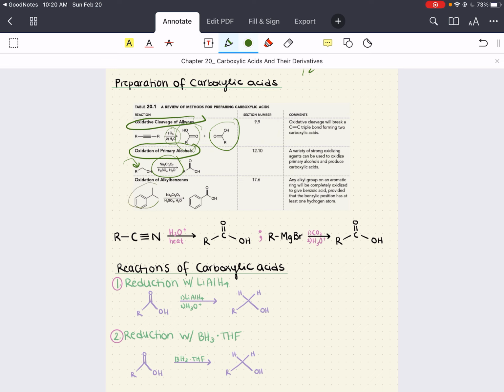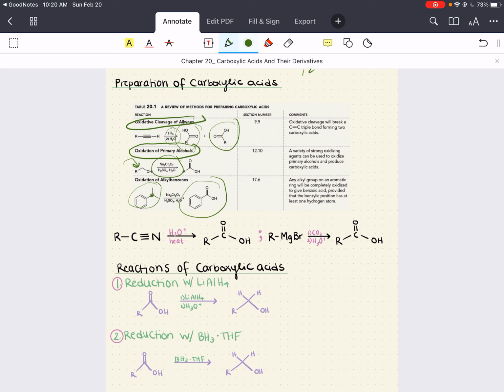Now, the third preparation method that will serve as review for this is oxidation of alkyl benzenes. If you have this alkyl benzene, all right, where the benzylic position at least has 1 hydrogen, what you can do is completely oxidize it to give you benzoic acid. All right, so any alkyl group on an aromatic ring will be completely oxidized to give benzoic acid, provided that there is at least 1 hydrogen at that benzylic position.